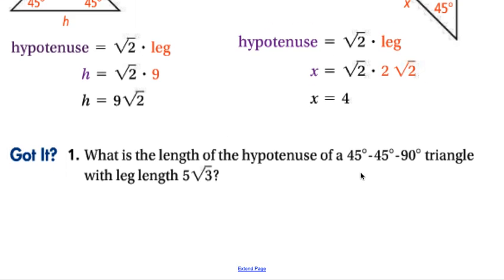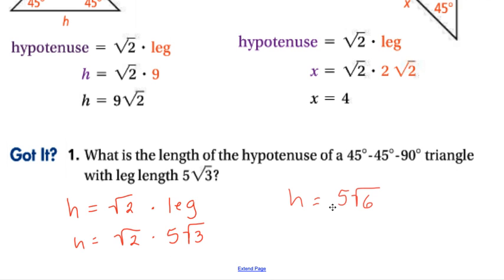So here's one for you to try. What is the length of the hypotenuse of a 45-45-90 triangle with the leg length 5 square roots of 3? Well, here we go. The hypotenuse is the square root of 2 times the leg, but the leg is 5 square roots of 3. So now we need to get these two numbers that are in the radical together, and the whole number stays outside of that. So the hypotenuse is 5 square roots of 6.